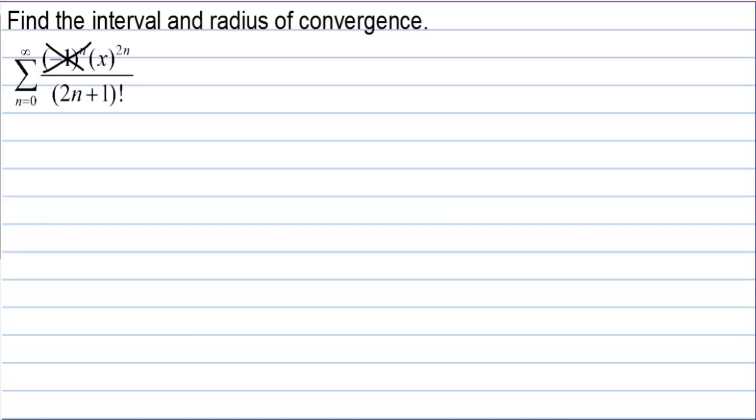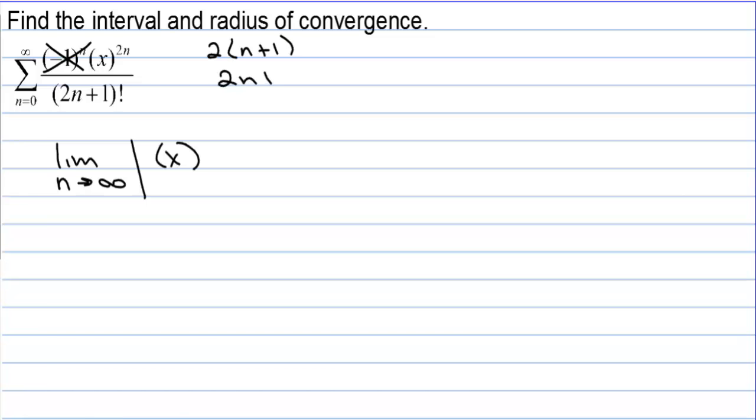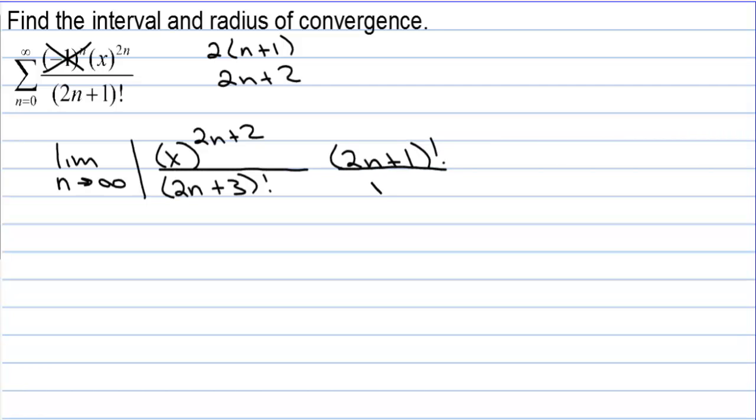Since we're doing absolute value, that -1 isn't really going to play a role in how we're going to solve this. We have the limit as n approaches infinity of x to the, if I put n plus 1 in for n, I get 2n plus 2, not 2n plus 1. You put n plus 1 in for the n, and then you distribute the 2. So this becomes 2n plus 2. Over, this becomes 2n plus 2, but then a plus 1, so plus 3. So that is the n plus 1 term. Then multiply by the reciprocal of the nth term, (2n plus 1) factorial over x to the 2n.